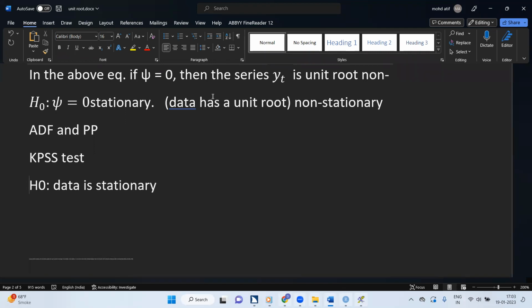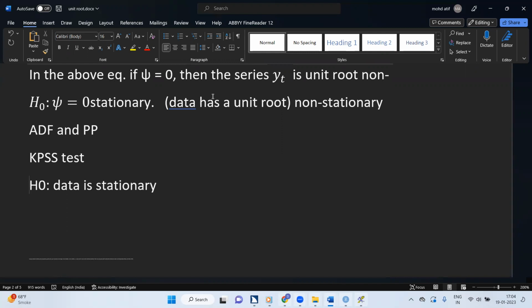Okay, so what should be the result? Suppose ADF is rejected, PP is rejected, but KPSS is not rejected. It would indicate data is stationary. Then second case, ADF not rejected, PP not rejected, KPSS is rejected. Then data would be non-stationary. Non-stationary means it has unit roots, right?